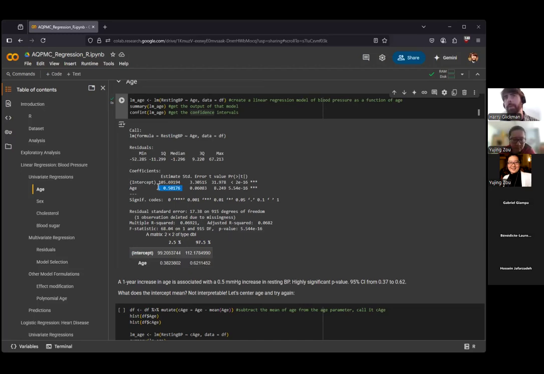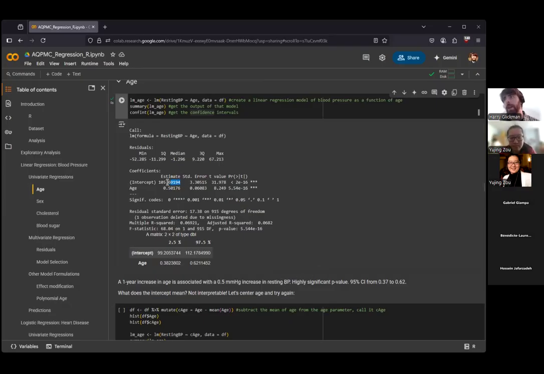We'll start with the slope parameter. So what this model is telling us is that for every 1 unit increase in age, and the units here are years, we're getting a 0.5 increase in millimeters of mercury in our response. And this is a highly, highly significant relationship. And the 95% confidence interval is from 0.38 to 0.62. So, in words, a 1 unit increase in age is associated with a 0.5 millimeter increase in resting blood pressure.